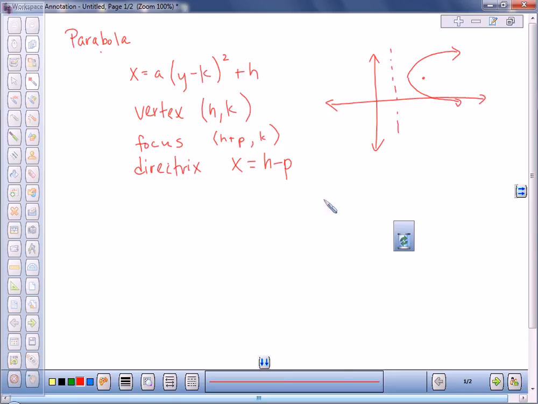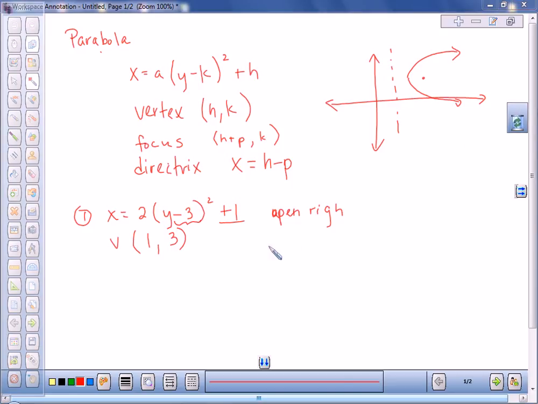Alright, so let's look at some examples about how these equations might look. Example 1. We have x equals 2 times y minus 3 squared plus 1. So our vertex is the point, this is our x, the opposite of this is our y, so it's going to be 1, 3. This one's positive, so it will open right. And all we have left to do now is to figure out what p is.